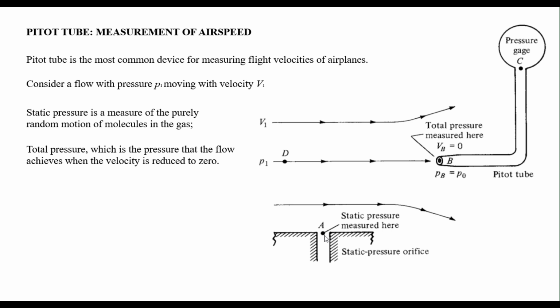The pressure felt at point A, because the flow moves over the opening, is due to the random motion of the molecules. That is, at point A the static pressure is measured using a static pressure tap. When the pitot tube is inserted into the flow with the open end facing directly into the flow, the other end of the pitot tube is connected to the pressure gauge at point C.